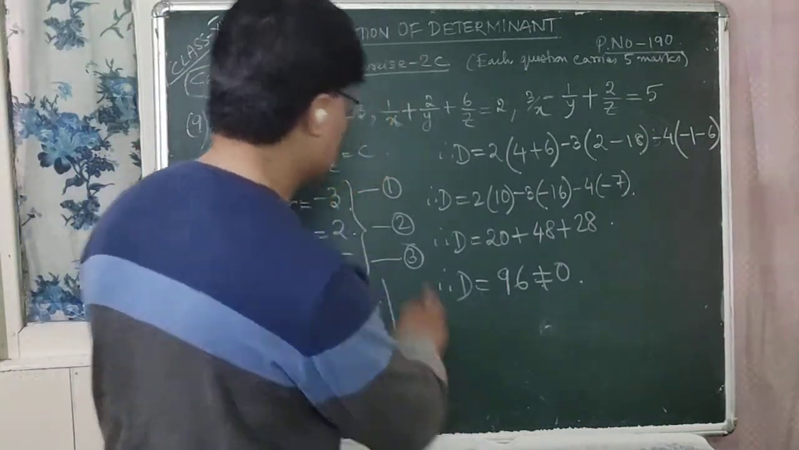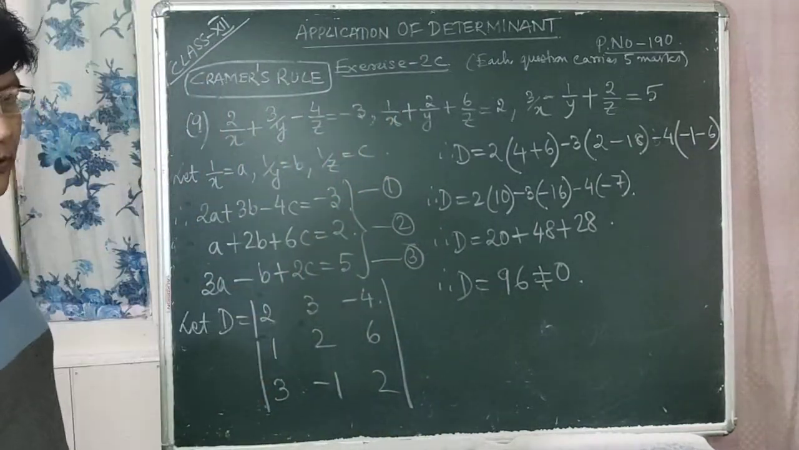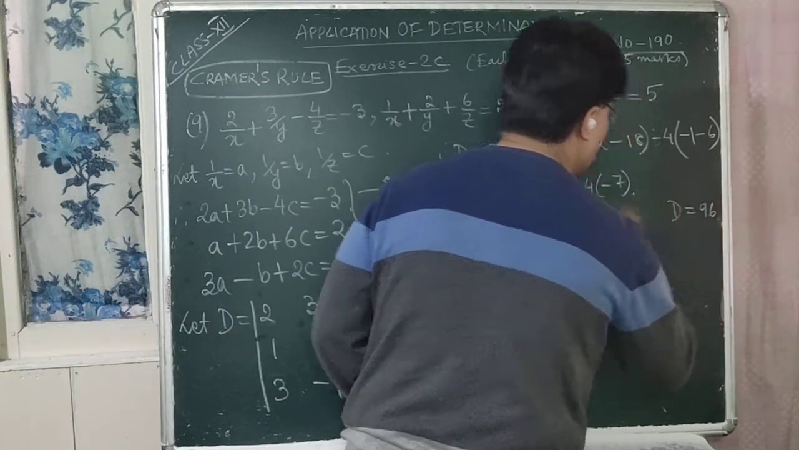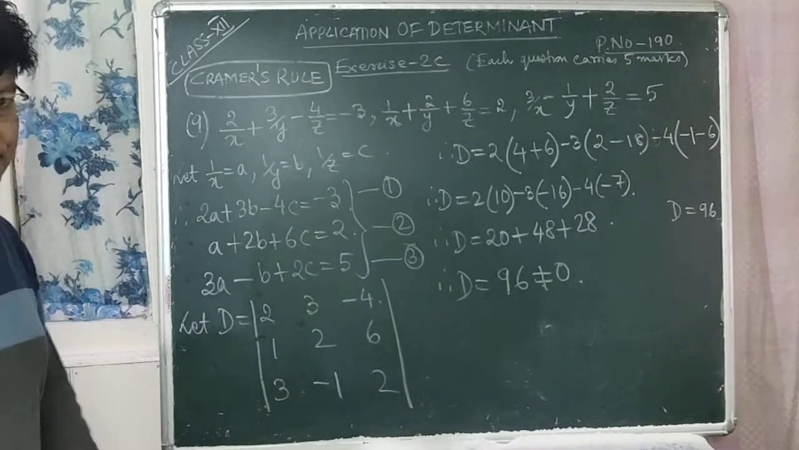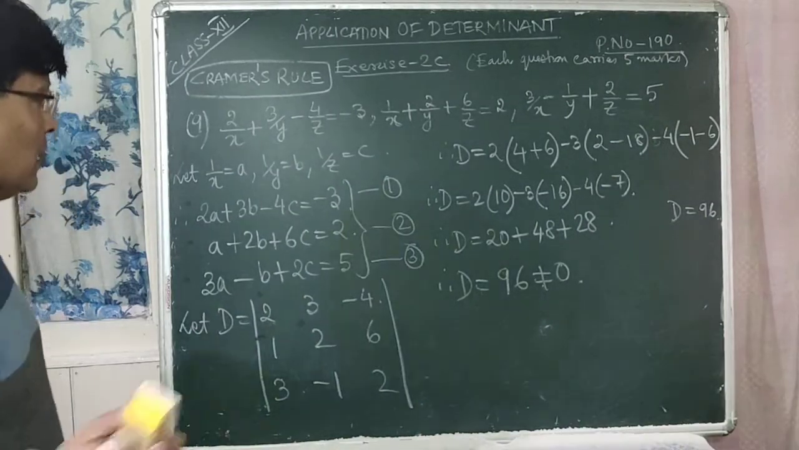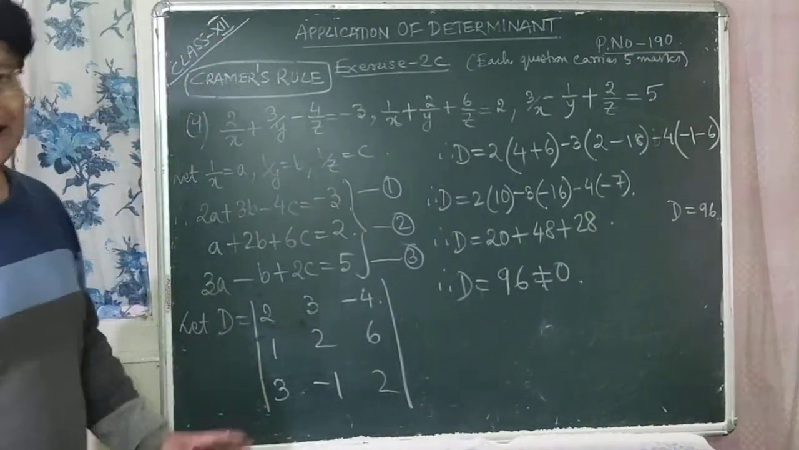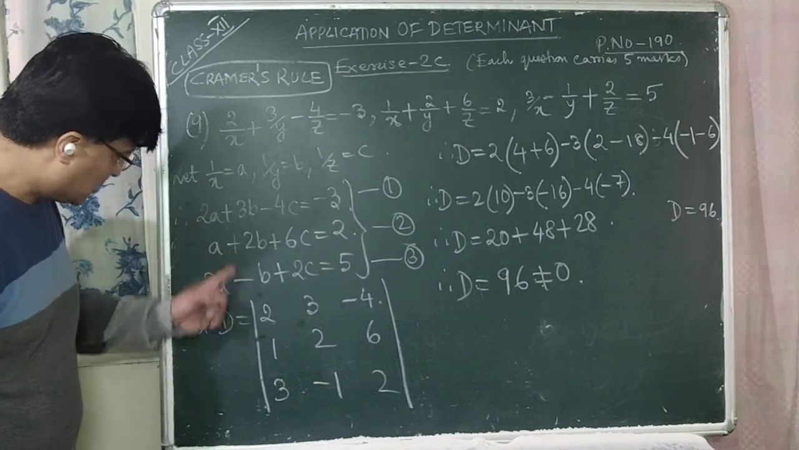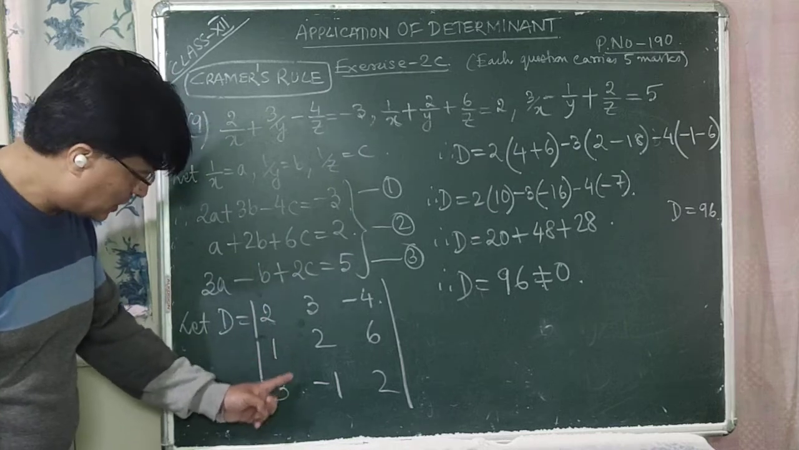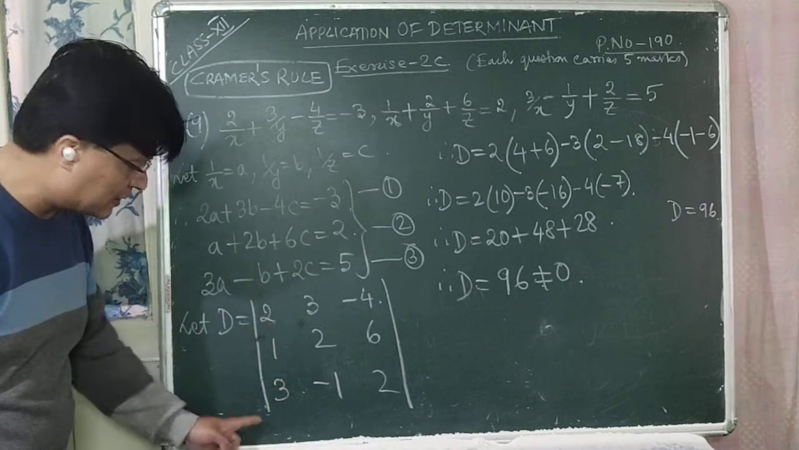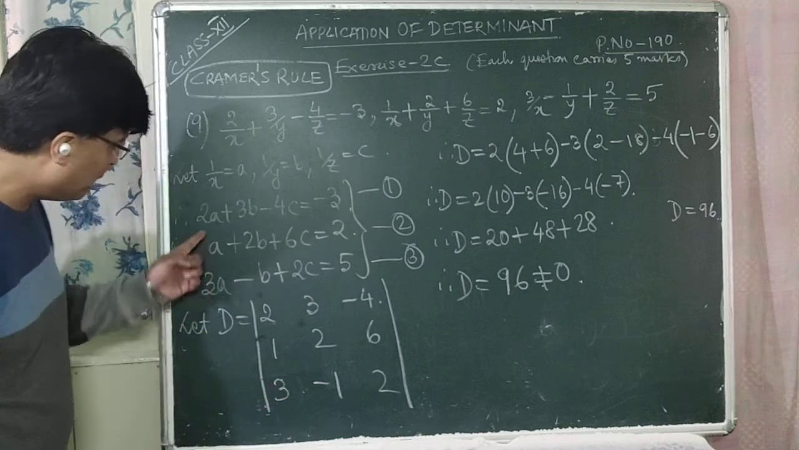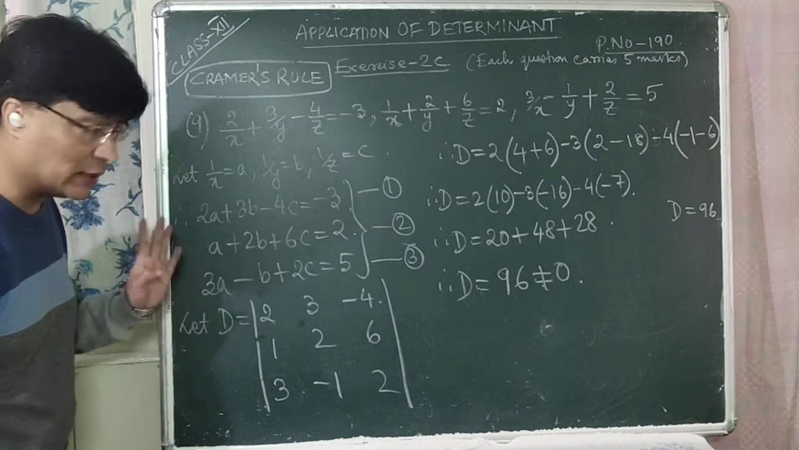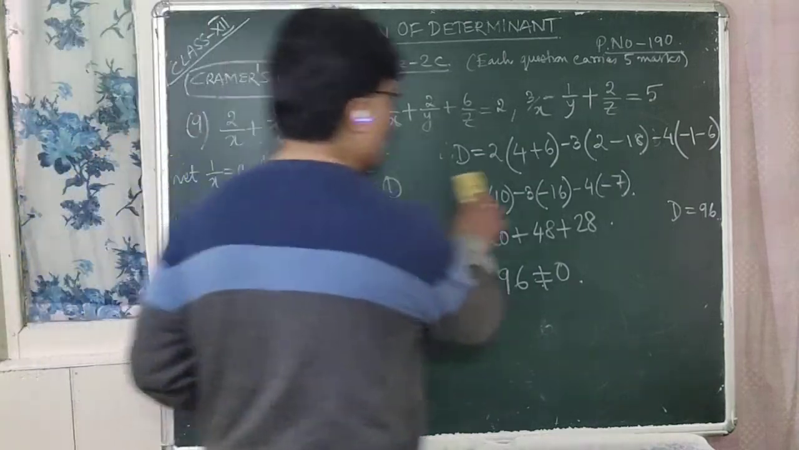So now D is not equal to 0, that is D is equal to 96. Let us write it here. So it is D is equal to, what do we get? It is 96, okay? So now, let us find out DA. Here, this 2, 1, 3 is the first column. That is, they are the coefficients of this A from these three equations, 1, 2 and 3.